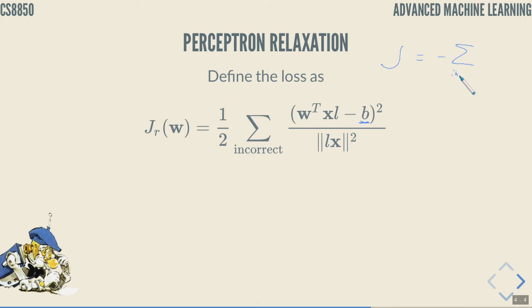But instead, I reproduce our previous criterion: for the incorrectly classified samples, L_i X transpose W. They're symmetric, anyways, so this is our previous criterion. We normalize by the norm of the sample, and we add our margin.